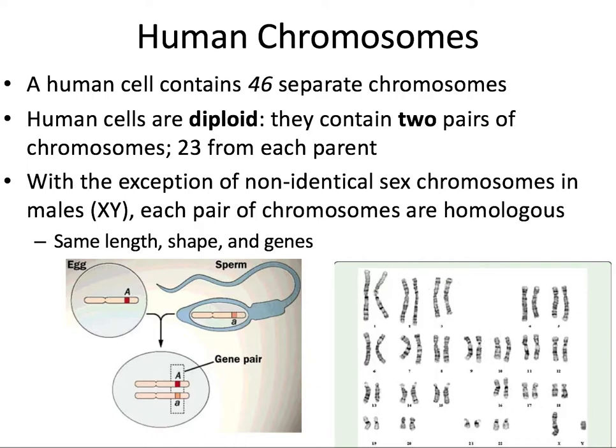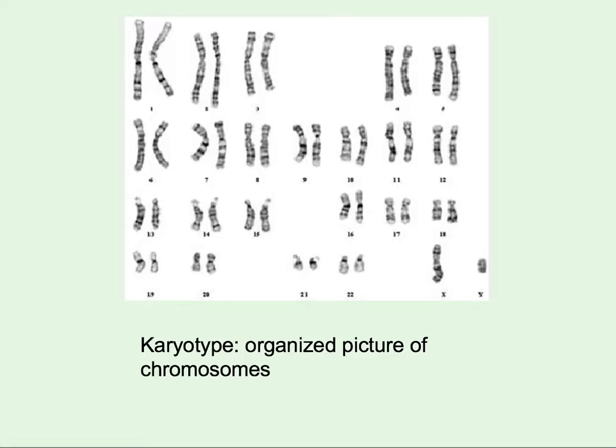This karyotype is for a male. You can see it closer here. So a karyotype is an organized picture of chromosomes, and you can see them all paired up into homologous pairs, and then you see the sex chromosomes right here.